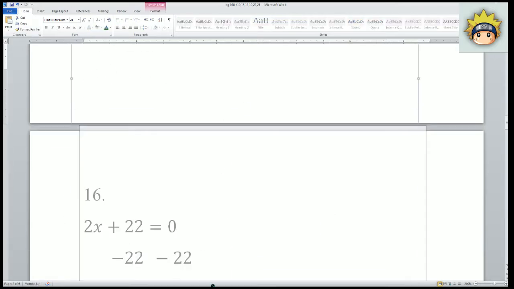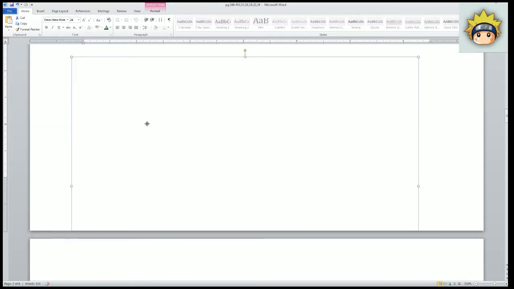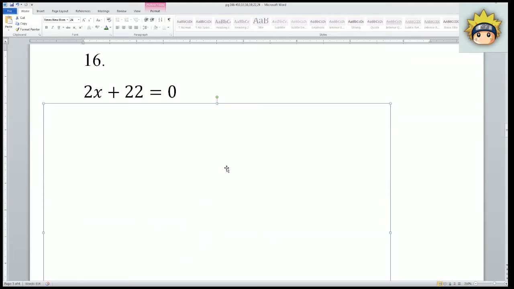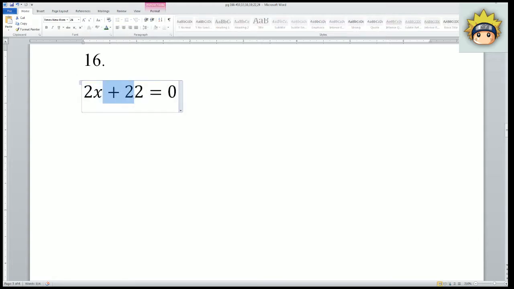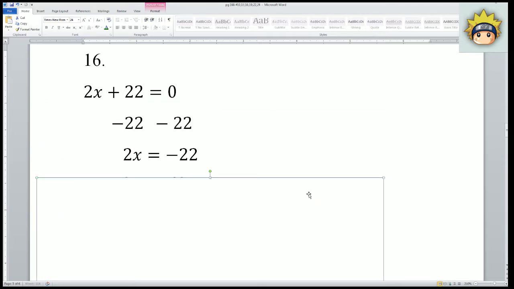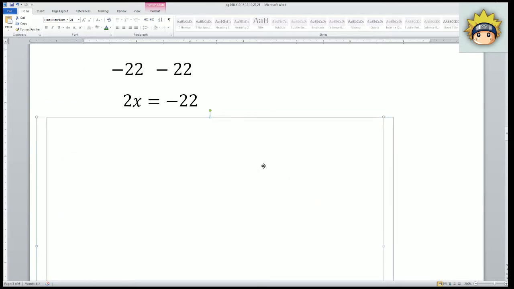Okay, next one, let's pull up 16. 16 has 2x plus 22 equals 0. To solve it, we have to get the variable alone. We have 2 times x plus 22. Which one do we get rid of first, the 22 or the 2? The answer would be the 22 because it is the most outward thing. So subtract 22 from both sides, then you should get 2x equals negative 22.